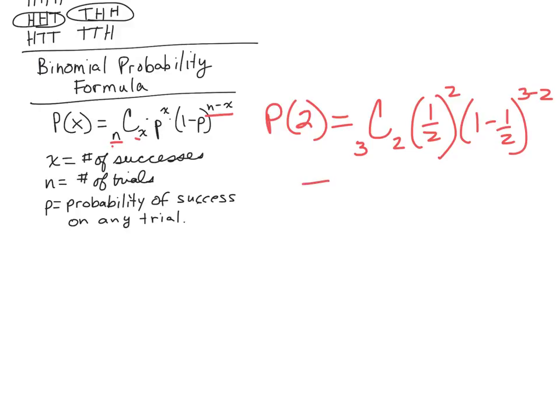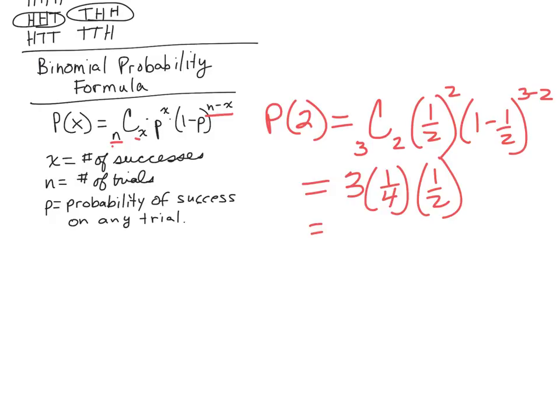Okay, so Katie, can you work on 3 combination 2? Chris, can you work on a half to the second power? And Robert, can you work on 1 minus a half to the first power? So Katie, when you got your combination, let me know. It is 3, that's right. Chris, have you got a half to the second power yet? 1/4. And Robert, 1 minus a half to the first? A half, good.